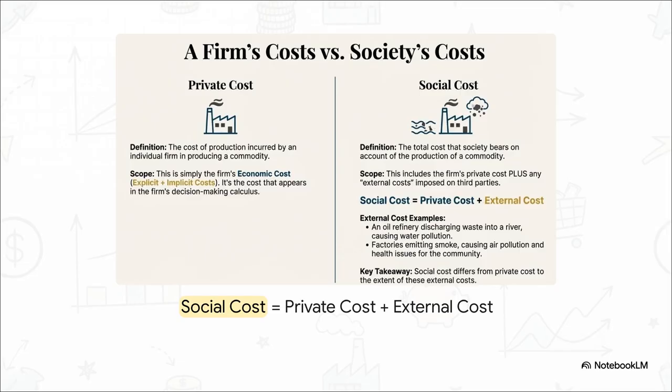An external cost is a burden dumped on third parties who have nothing to do with the firm's private calculus. Say an oil refinery pollutes a river, or a factory pumps out thick smoke that messes with the local community's health. Those are massive external costs. The social cost differs from the private cost exactly by the amount of those negative externalities.